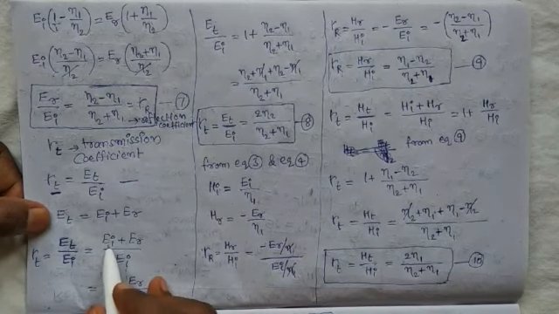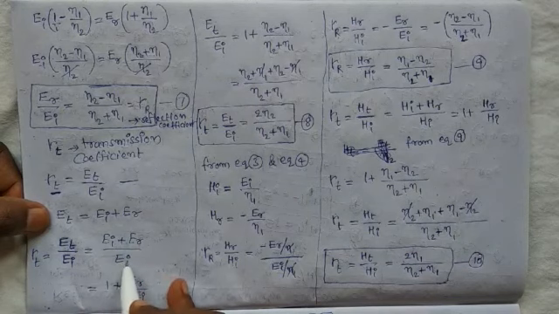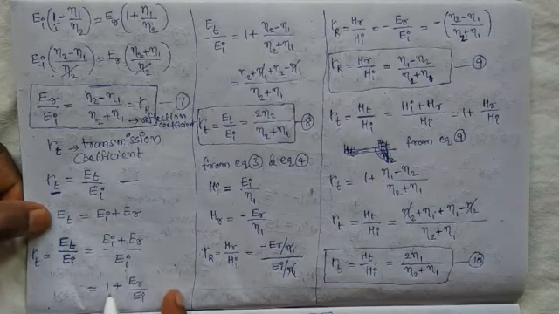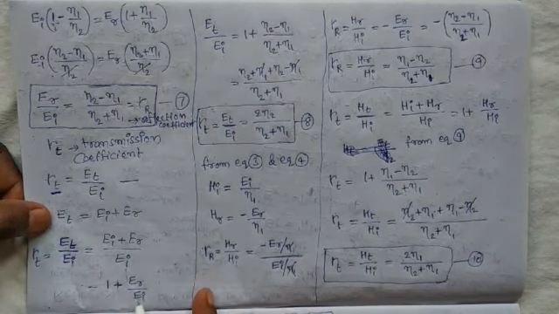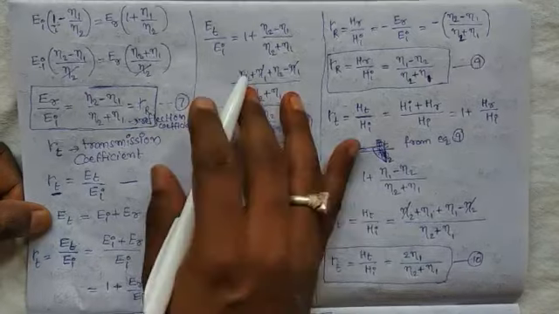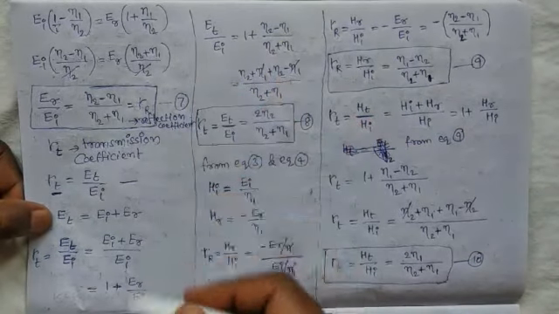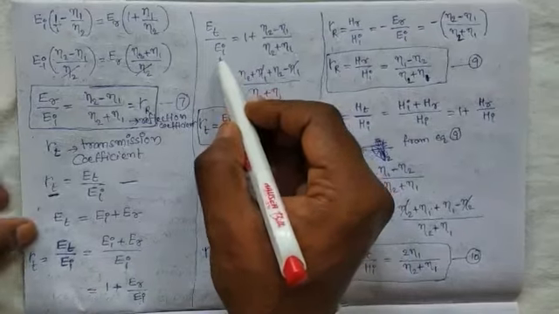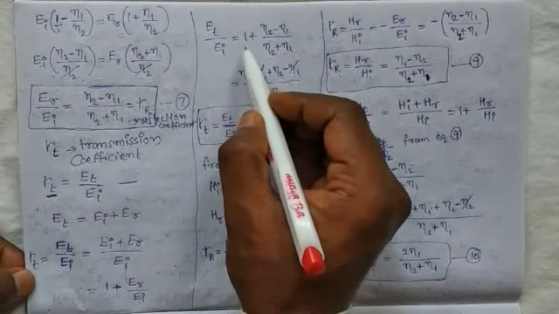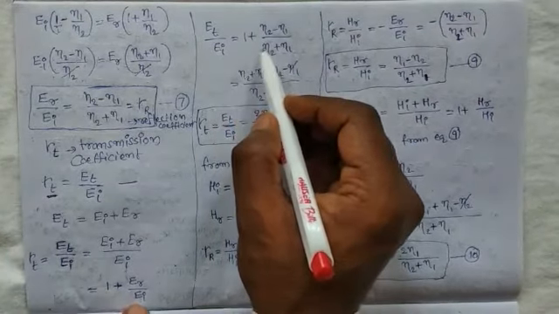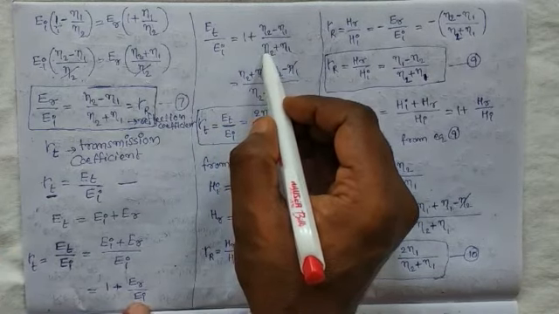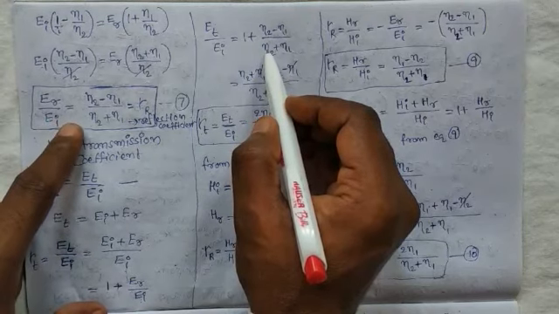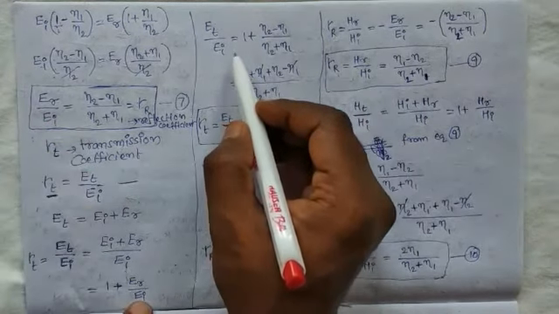Here we are dividing the numerator term with EI, separating the terms. EI by EI means 1, plus ER by EI. So ET by EI, which is gamma T, is equal to 1 plus ER by EI. Actually, this is the reflection coefficient. Already we have calculated the reflection coefficient, and we are substituting this value here.